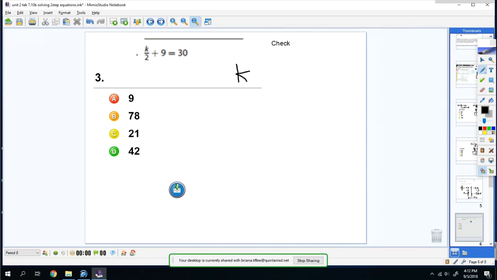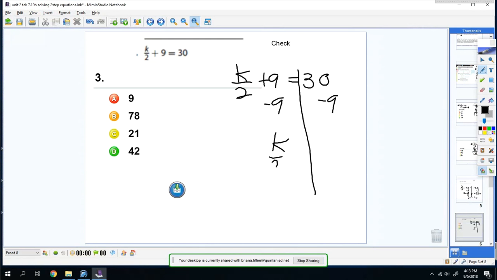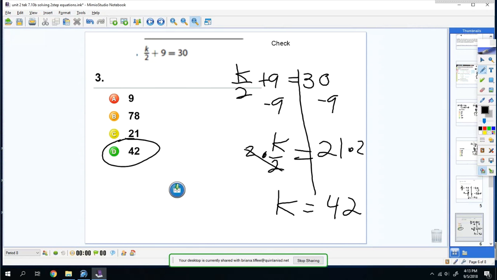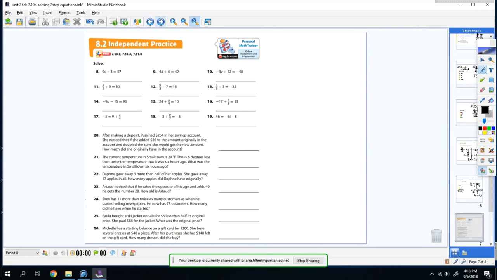So you have k divided by 2 plus 9 equals 30. So draw your line. Subtract 9. Get k over 2 is 21. So since the 2 is being divided, you do the opposite and you multiply it. These cancel out, so k just comes down. 21 times 2 is 42. Oh, look at that. I do have an answer choice.